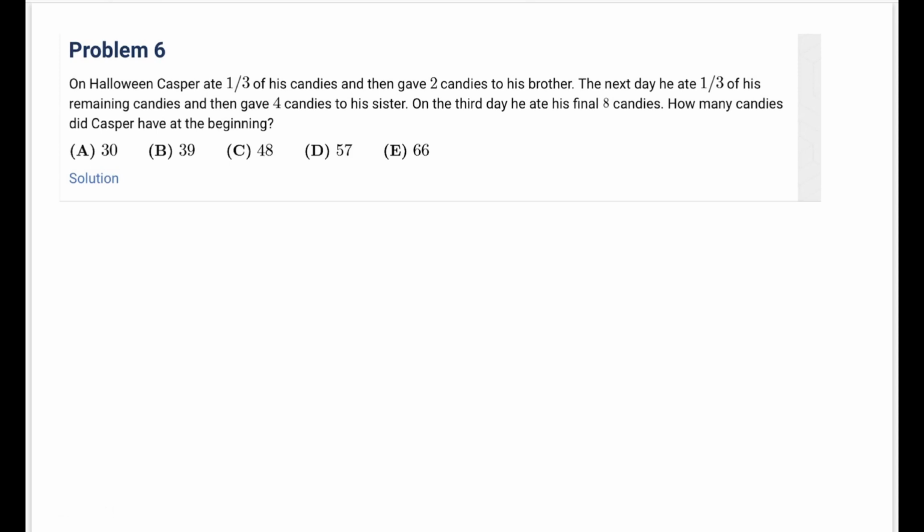Number 6. On Halloween, Casper ate 1/3 of his candies and then gave 2 candies to his brother. The next day, he ate 1/3 of his remaining candies and gave 4 candies to his sister. On the third day, he ate his final 8 candies. How many candies did Casper have at the beginning?